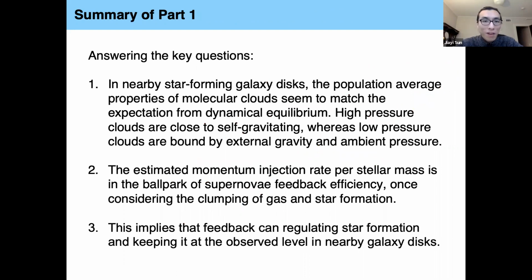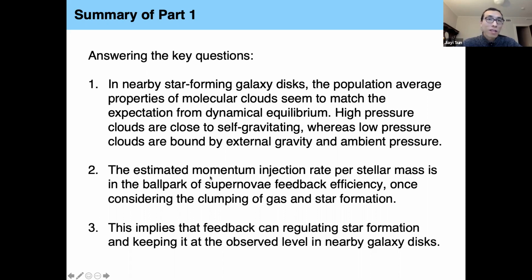So if there are no other questions from the audience, I can quickly summarize what I've just talked about in the first half of my talk. When we look at nearby star-forming galaxy disks, and average over a local co-spatial population of molecular clouds, we see that the average properties match the expectation from dynamical equilibrium. High pressure clouds are closer to self-gravitating, although there's a factor of a few uncertainty there, and low pressure clouds are more bound by external gravity and ambient pressure.